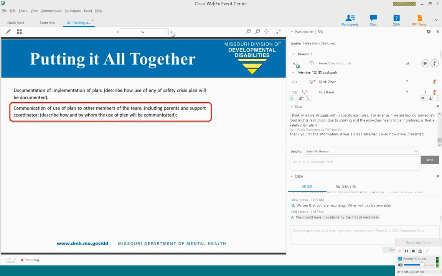A good example might be, this document will be reviewed and revised if necessary after every incident that occurs, and will also be reviewed and revised quarterly. Just as an example, but making sure that we have a plan in place on how we're going to continuously update and communicate those updates out to everybody.